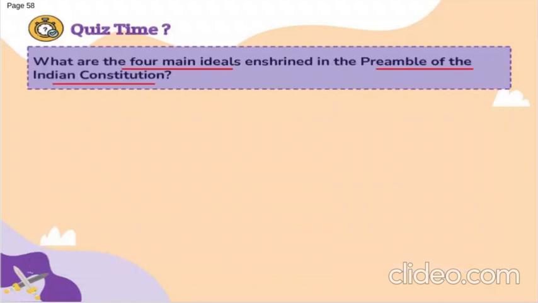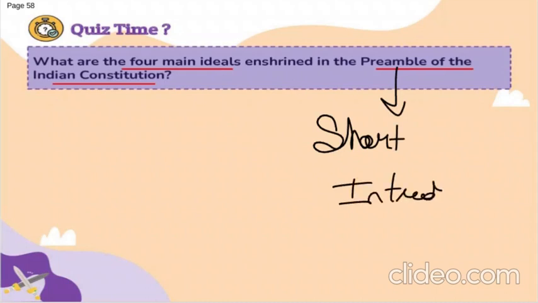Next, what are the four main ideals enshrined in the preamble of the Constitution? What is the preamble? The preamble is a short introduction before the Constitution starts, all the articles and clauses. If you study a chapter in many books, before starting the chapter they give you a short introduction of what is going to happen in the chapter. For example, when you watch a movie, you get the trailer of it. That is an example of a preamble.